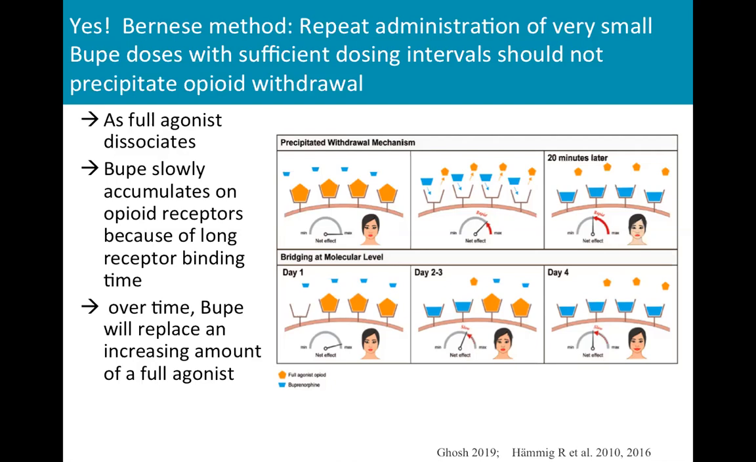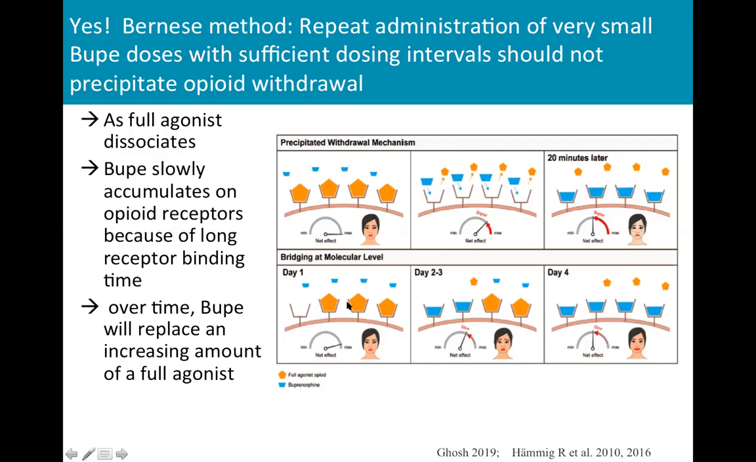And so the top row shows what we just discussed with precipitated withdrawal. You're going from a full agonist, which is the orange, adding buprenorphine, which is in the blue. It has a higher affinity, so it's going to displace the orange, and then people are going to go from this orange level, this high level of opioid effect, to this blue mid-level and feel pretty crummy pretty quickly.